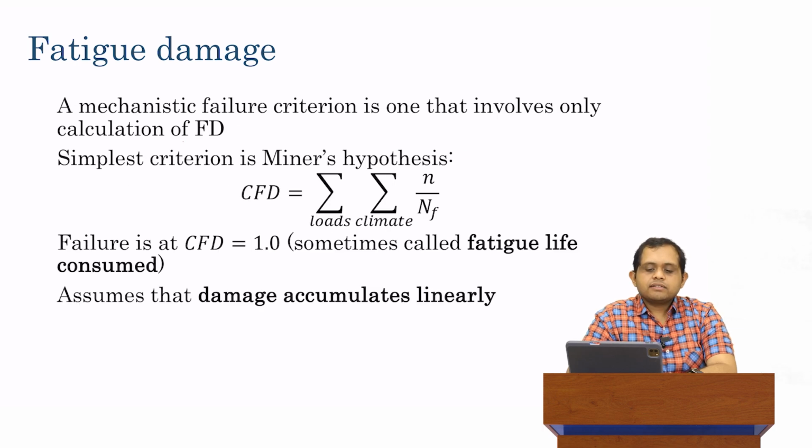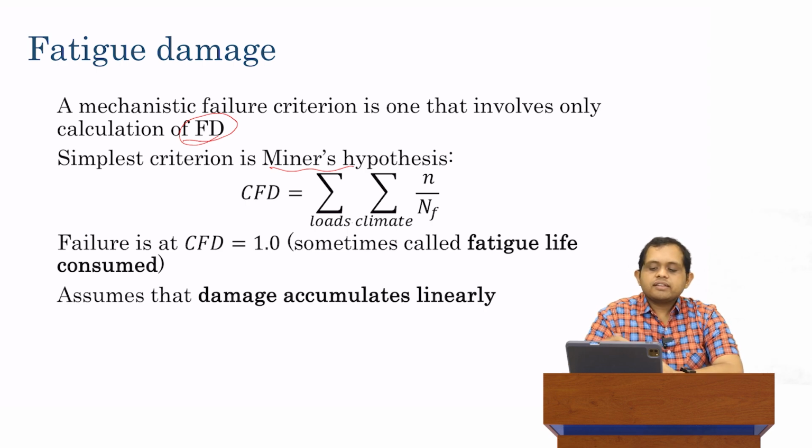So the mechanistic criteria is as follows. It is one that involves only calculation of fatigue damage. Keep in mind, the fatigue damage calculation is a purely mechanistic process. It's based on some lab experiments. Well, it's not very simple, but it's still something that can be done. It's based on these lab experiments to calculate these SN curves, which are a kind of material property. It's also based on traffic, which is data we can get, and on these mechanistic models which we use to calculate the stress ratio. So the mechanistic failure criteria is one which involves only the fatigue damage, and the simplest and most commonly used of these is called Miner's hypothesis.